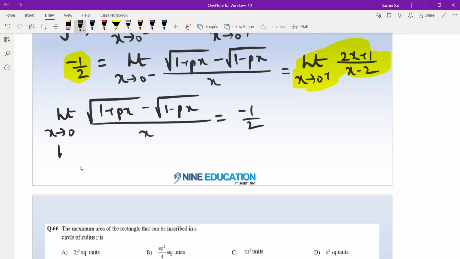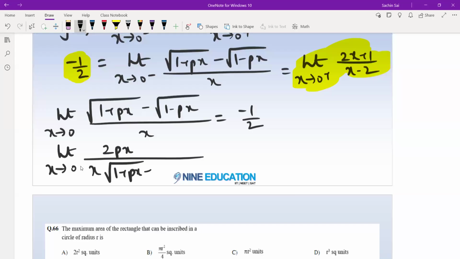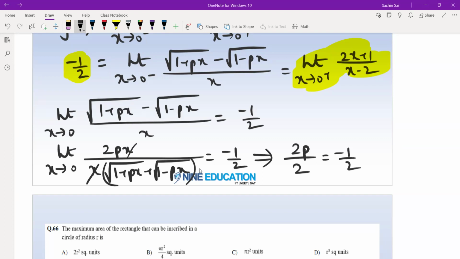If you rationalize the numerator, you get limit as x tends to 0. The term remaining in the numerator, once you rationalize it, will be px divided by x times root over 1 plus px plus root over 1 minus px. The rationalizing factor is multiplied in both numerator and denominator, and this is minus 1 by 2. So x I can cancel out. And when I apply the limit value, I will get 2p in the numerator, 2 in the denominator. So let me just check. p by 2 equals minus 1 by 2. Yes. So the value of p should be minus 1 by 2.